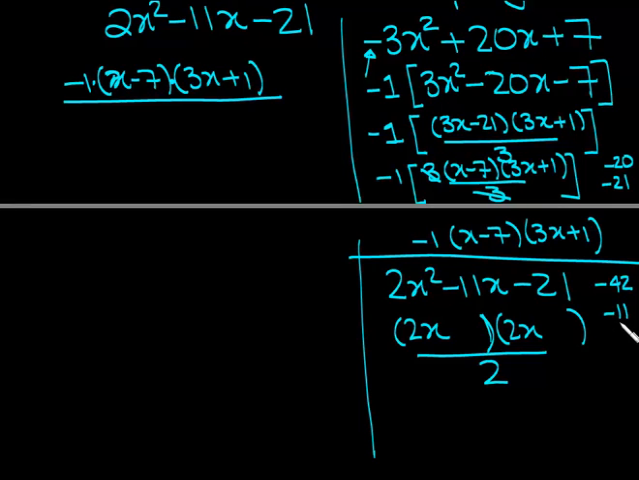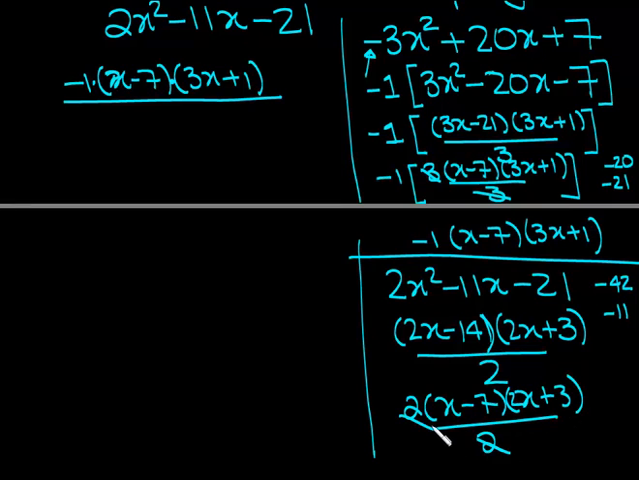That gives us negative 11 and negative 42. So the numbers are what? Negative 14 and positive 3. So you get negative 14 and positive 3. Okay, so I can take out a 2 from the top. I get x minus 7. I get 2x plus 3 divided by 2. The 2's cancel, so those are my factors. So I get x minus 7 and 2x plus 3.